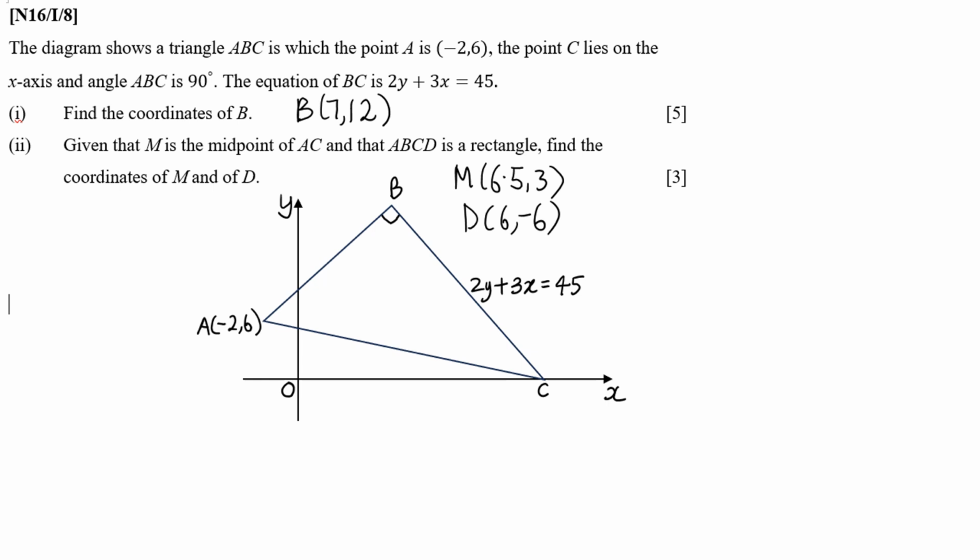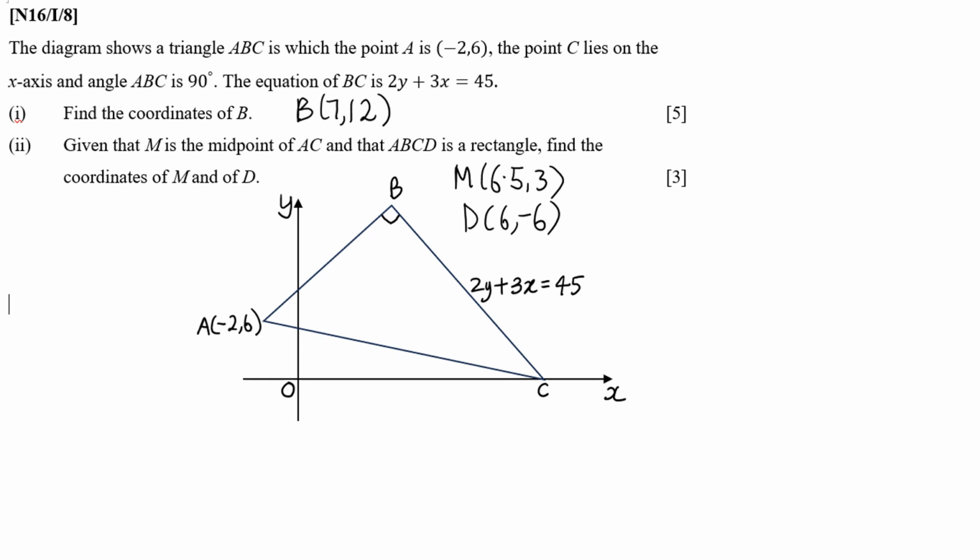All right, let's look at part 2. Part 2 is relatively easy because you just need to apply the formula to find the midpoint of a line segment. In this case, you're given that M is the midpoint of the line segment AC. ABCD is a rectangle, so you need to find the fourth vertex, which is point D. Before we can go on to find M, you need to know the coordinates of point C. That is not difficult because we already know the equation of BC.